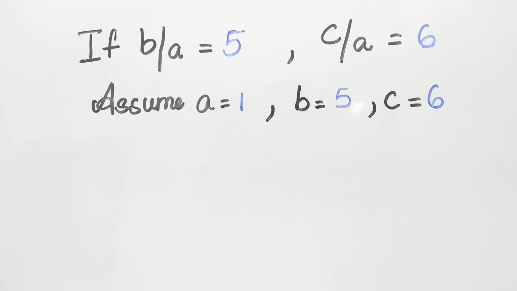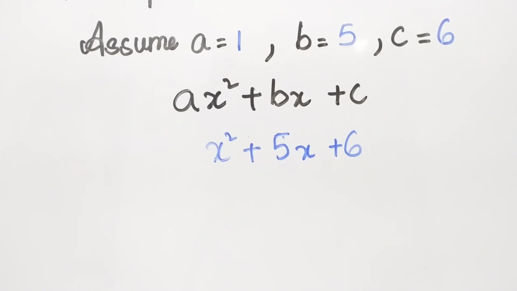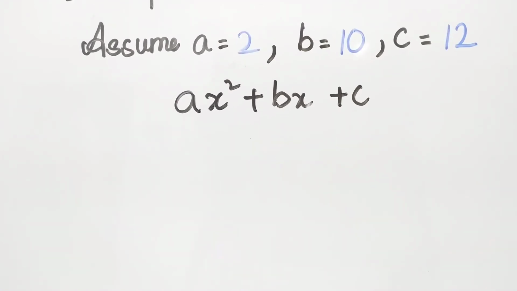If you write this in the form ax² + bx + c, you will get x² + 5x + 6. Great. This is what we had started with. But does it have to be 1? Not necessary, right? If I take a equal to 2, can these equations still be satisfied? Very much. If a equals 2, then b will be 10, so that 10 by 2 is 5. And if a equals 2, c will be 12, so that 12 by 2 is 6.